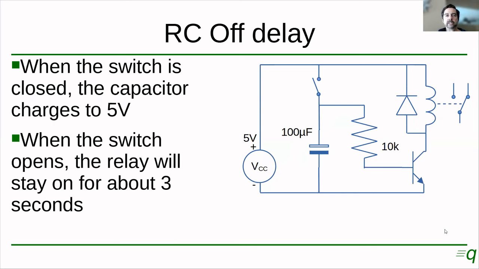Following a similar concept, we could use a capacitor and a resistor on the base of the transistor to build a timer, a simple timer here. So how does this work? Well, when the switch closes, the 100 microfarad capacitor charges to 5 volts, okay? When it opens, it will discharge through the 10 kilo ohm resistor into the base, okay, lowering the voltage.